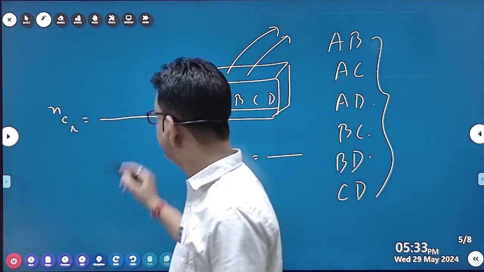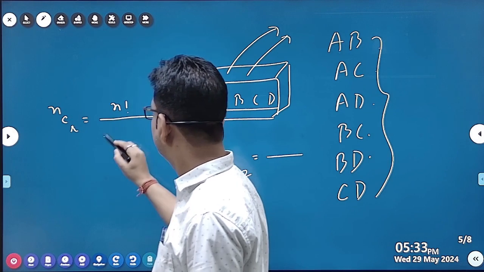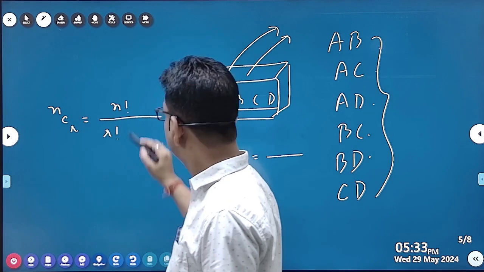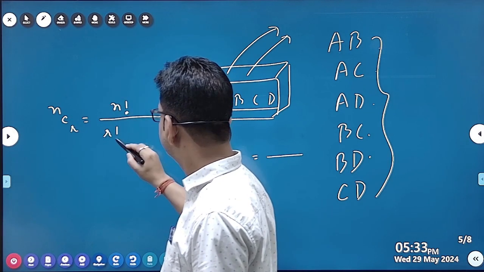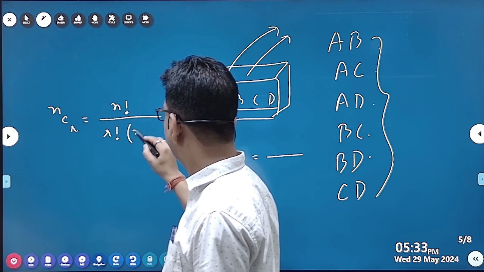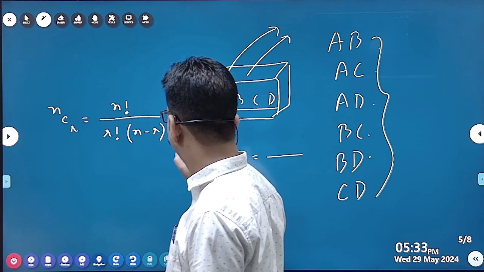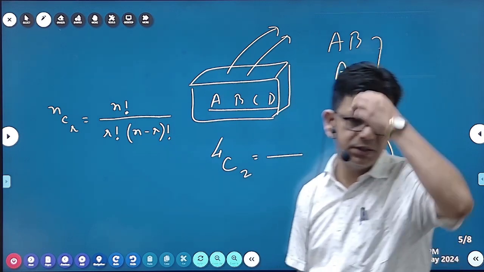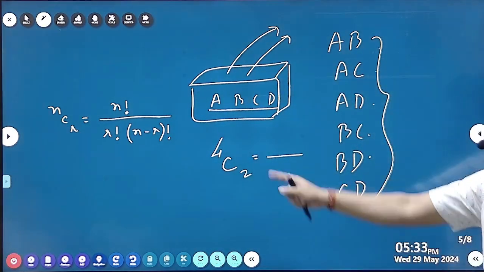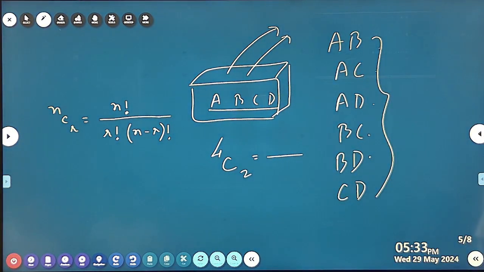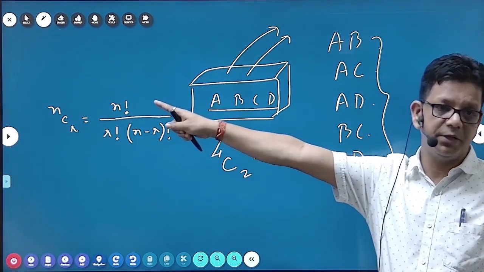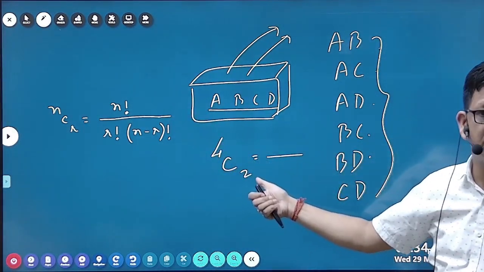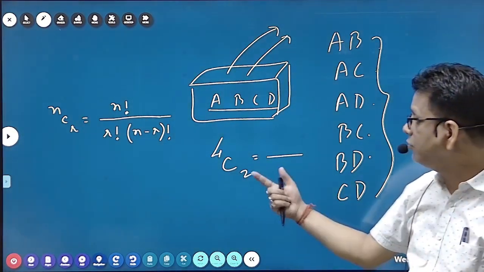If you do not know, write the formula: factorial N divided by factorial R, then N minus R factorial. This is called factorial notation, and I am going to explain what that is. This is the formula we are going to use for 4C2. Now, in 4C2, the 4 is the upper number, that means N, and the lower number is 2. Now how to count it?